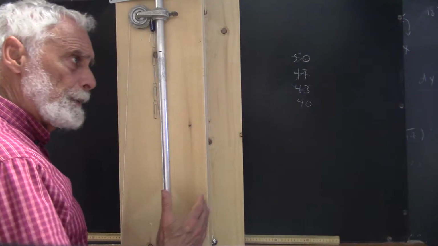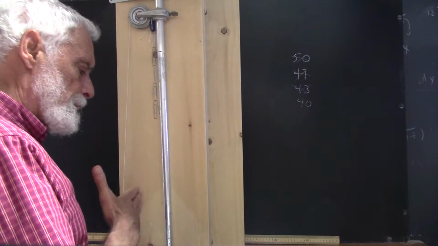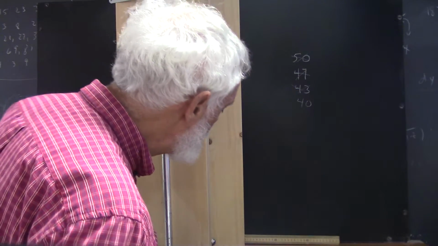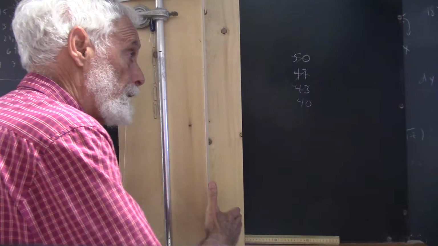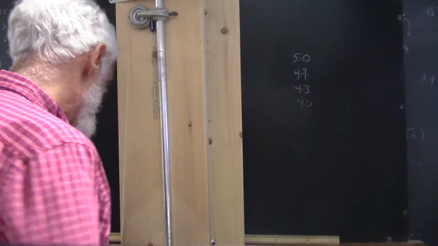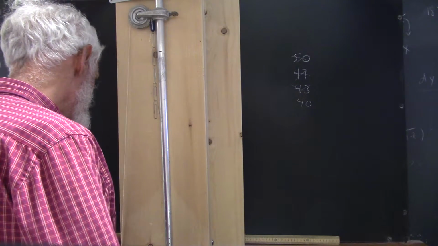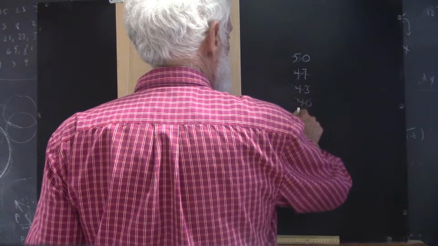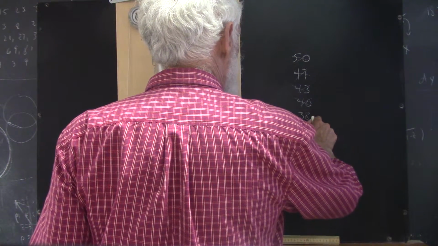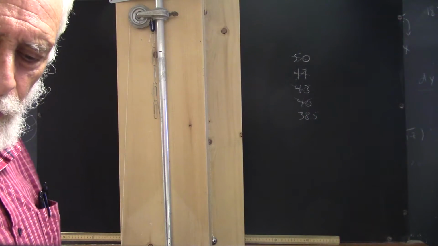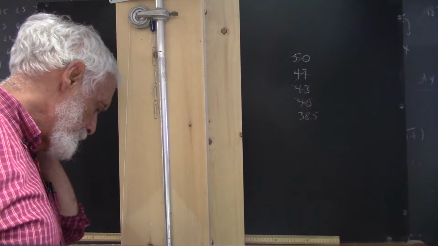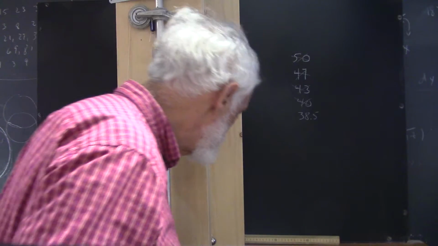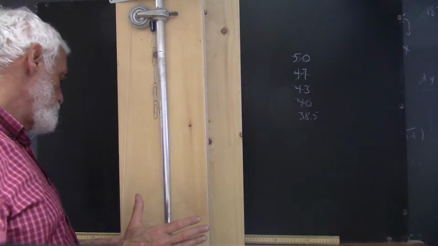So basically, if the pendulum is visible now, it's going to be visible at its equilibrium position. So you're going to be able to see half of the cycle of the pendulum, and we can write a number here, which will be 38.5. Okay, so here we go.